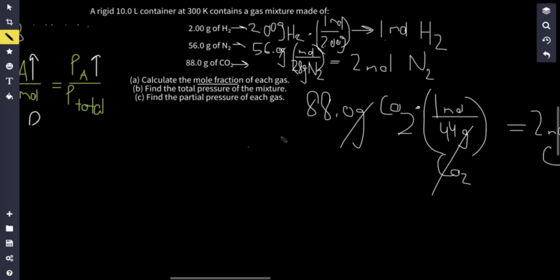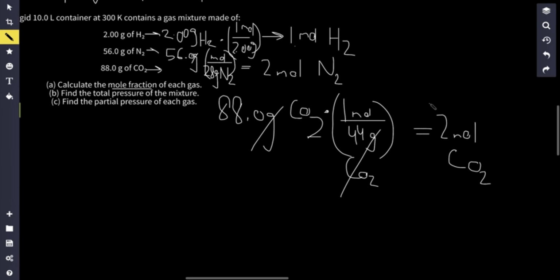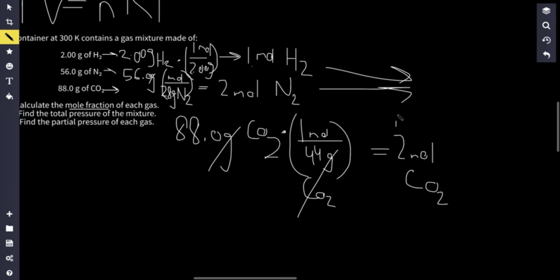All right. Calculate the mole fraction for each gas. So how do we do this? Well, in this case, we have 2 moles of CO2. So let's calculate it for CO2, H2, and N2. So notice how there's 5 moles of gas in total.